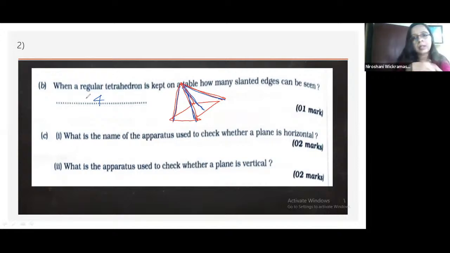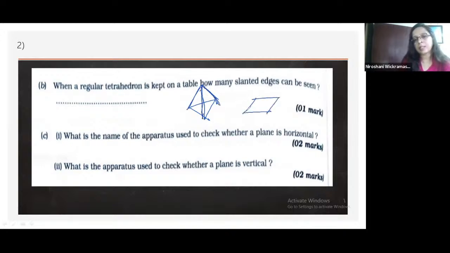Regular tetrahedron. Sorry. If you keep it here, now we can take a regular tetrahedron if you draw like this. No, sorry, yeah. Triangular cross section, not the other one. So 3 slanted edges. If you keep it like this, we are not taking the base like this, it is a pyramid, so we are not going to take this. This is the regular tetrahedron. So we can see 1 edge, 2, 3. Next question.